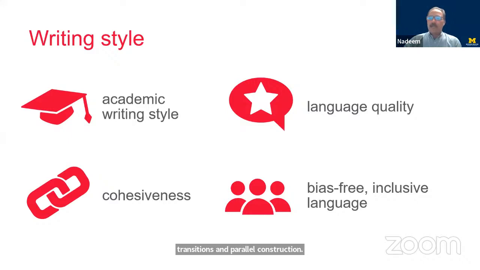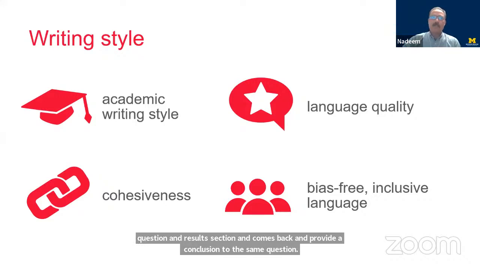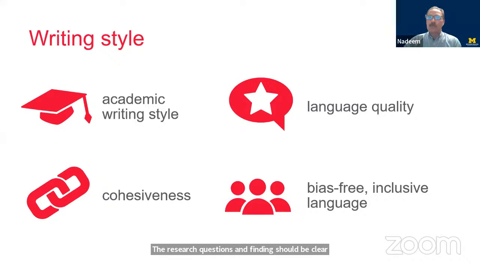What you discuss or point out in your introduction, you should connect that question in the results section and come back and provide a conclusion to the same question. So the research questions and findings should be clearly stated, and you should correctly use headers to make it obvious for the readers. Journals expect bias-free, inclusive language that is appropriate for a global audience.